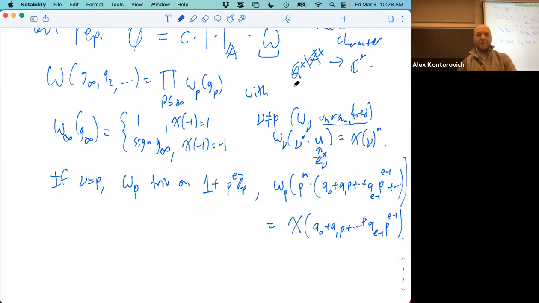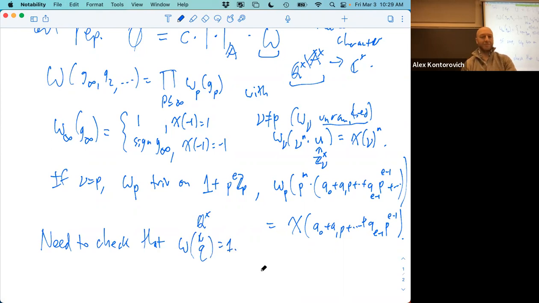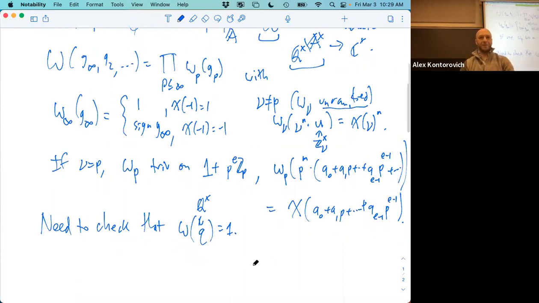We want omega to be a function that's invariant under multiplication by Q cross. So we need to check that omega on any non-zero rational is identically 1. Is that clear? I went through things very quickly with all the technical difficulties last time, so let's actually check this.